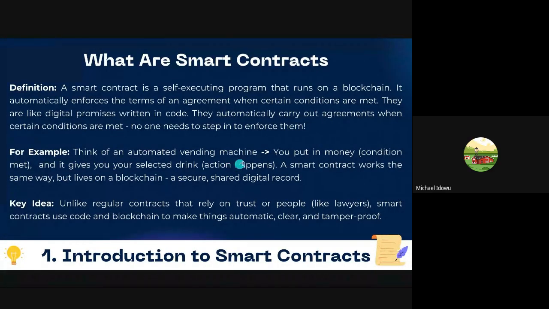So any question? I have a question, sir. Okay, go on. Is a smart contract a type of machine learning? Is it related to machine learning? No, it's not. A smart contract is not machine learning, it is not AI. It's not related to artificial intelligence in any way.